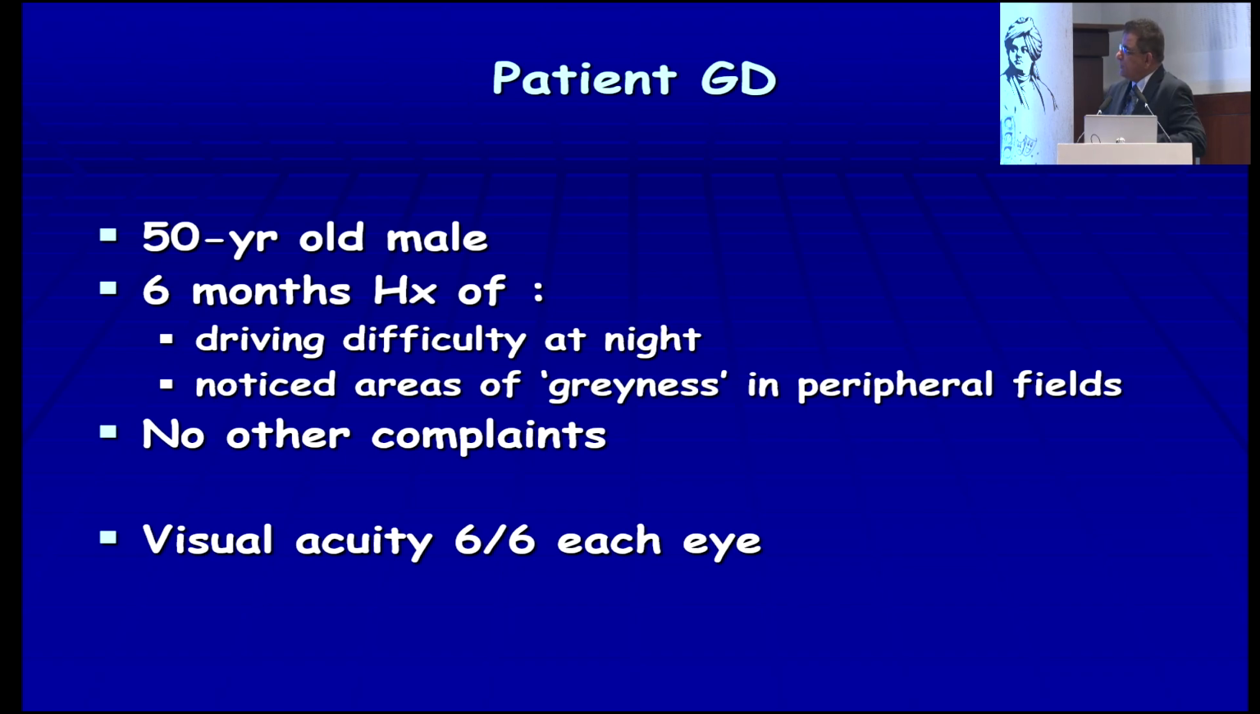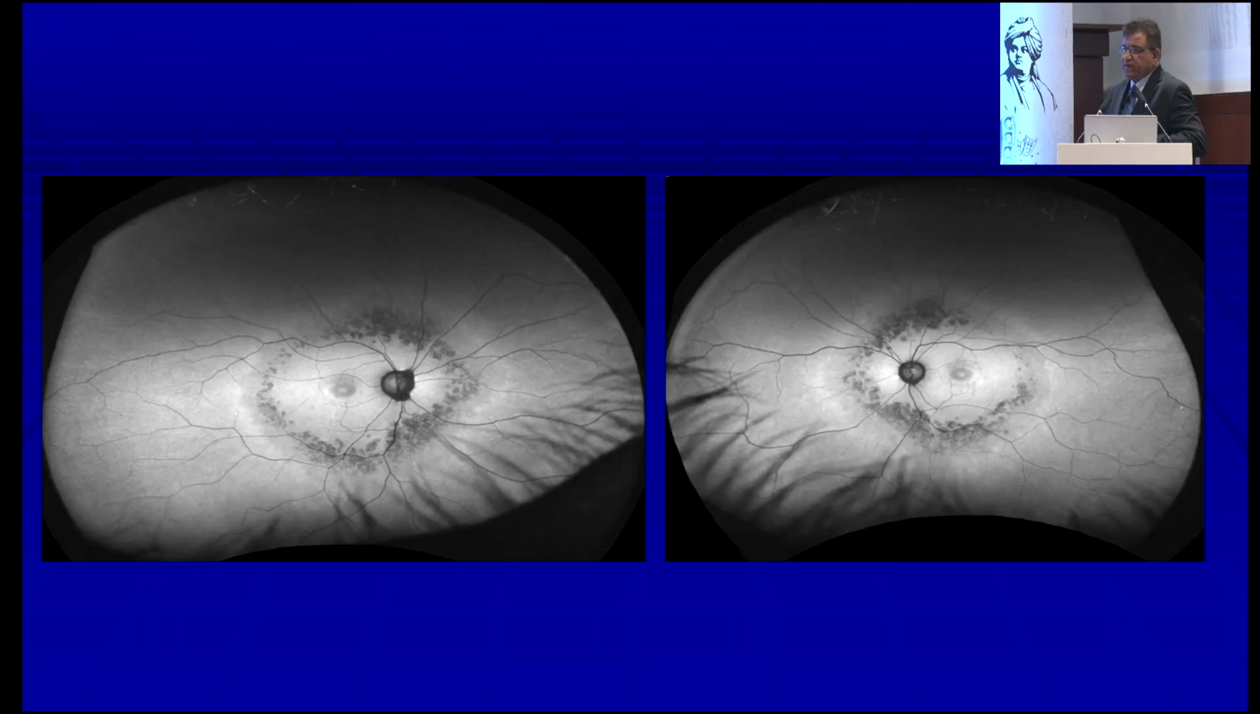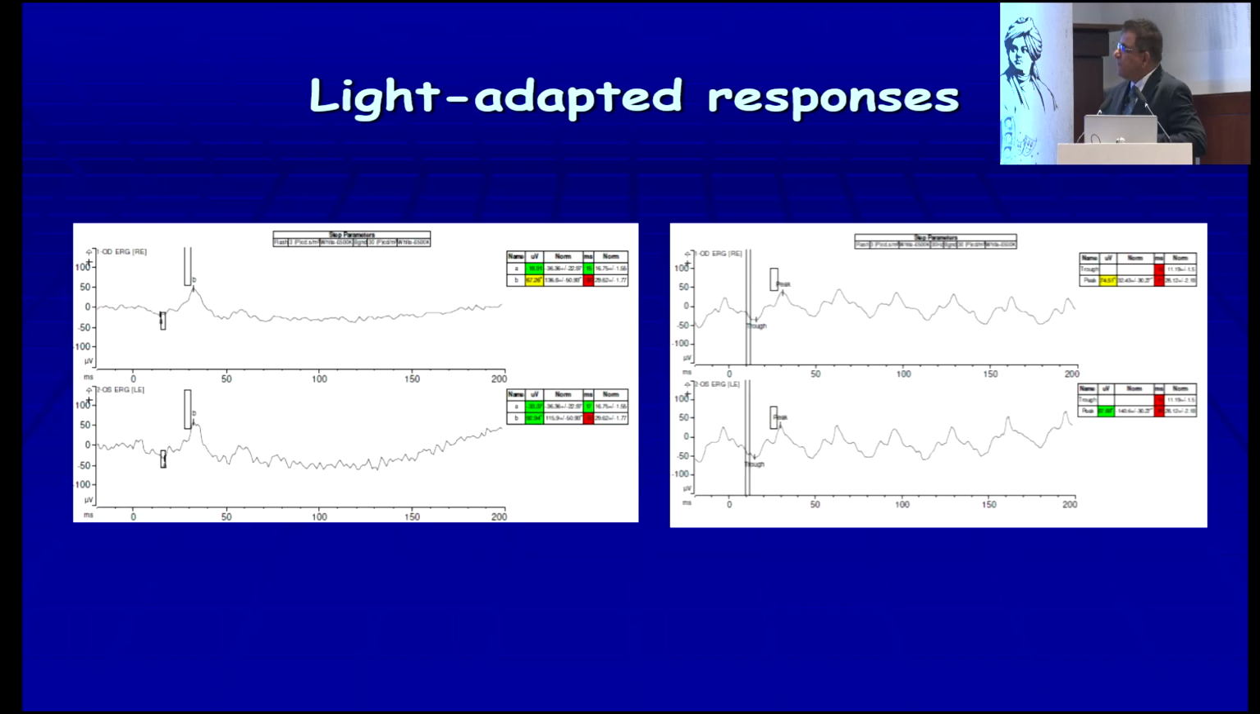A 50-year-old patient noticing some visual field problems for the last 6 months and night vision issues. The retina looked pretty normal. But when you do the fundus autofluorescence, you see these hypo-autofluorescent patches like a ring along the vascular arcades and similar visual field.